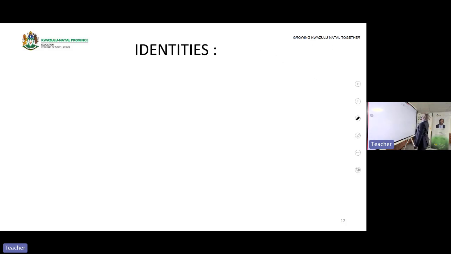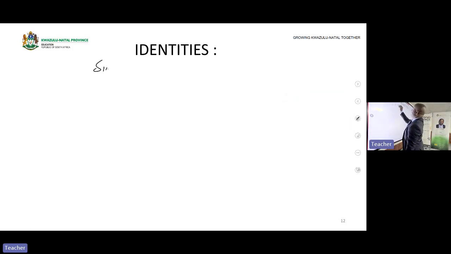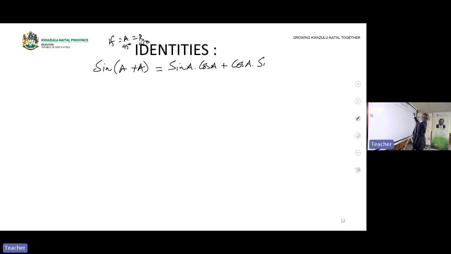So for sine, we must all know that the double angle for sine will be sine of A plus A, if A is equal to B. I've just said if it's 45 degrees plus 45 degrees is 90. So this will be sine of A times cos of A plus cos of A times sine of A. Through the commutative property, it doesn't matter. 2 times 3 is the same as 3 times 2.